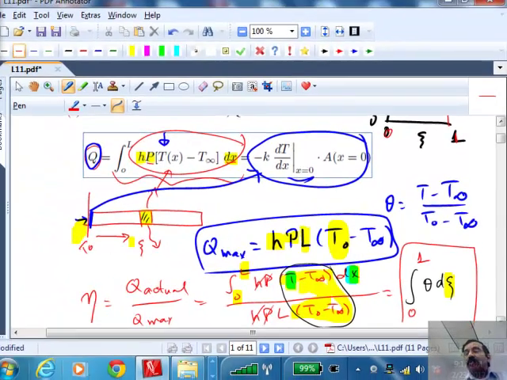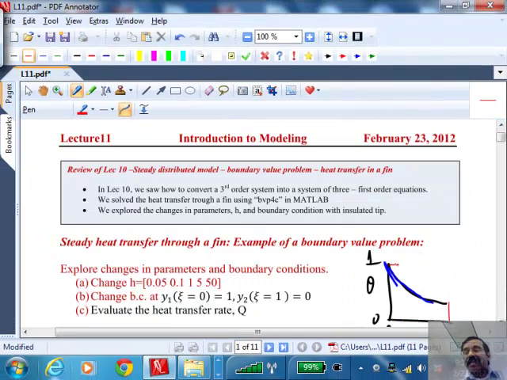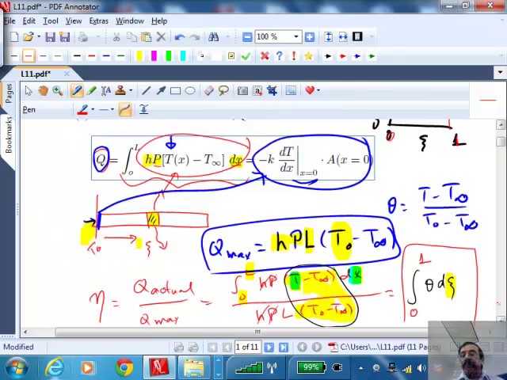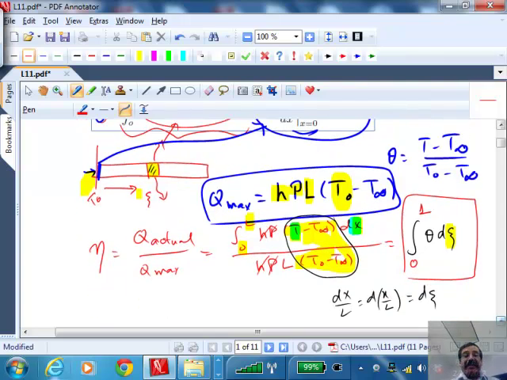And when will that be equal to 1? For example, if theta is exactly 1 everywhere, if the fin is hot uniformly at the base temperature, then the efficiency will be 1. So that is our reference fin. So this integral will be less than 1, and that will give us directly a measure of efficiency. If it is 0.6, you can say that the fin is 60% efficient compared to this reference fin.